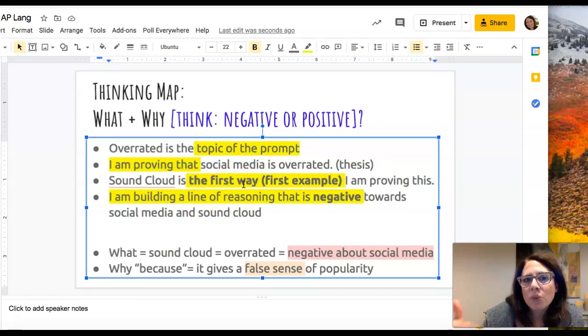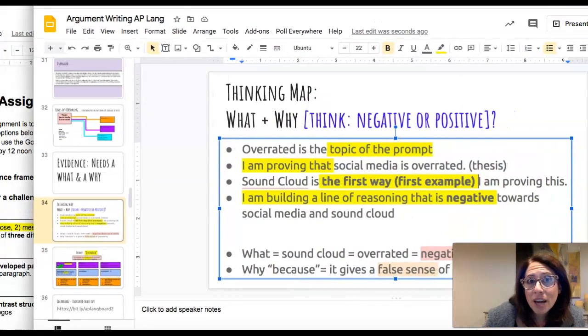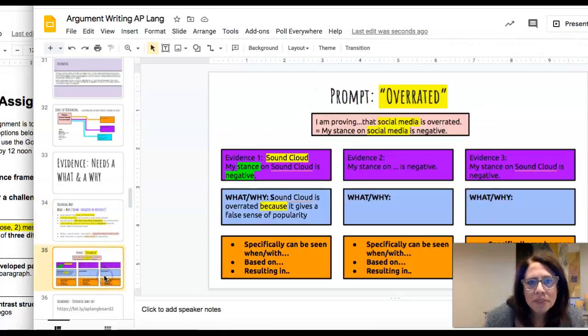You are also working with the thesis of social media, so you would have to come up with a second piece of evidence, right? People are saying, okay, Facebook, Twitter, Snapchat, that's great. Just make sure you add a why, right? If I say SoundCloud, I said SoundCloud because it gives a false sense of popularity. My second one is Facebook because it blah, blah, blah. My third one is Instagram because it blah, blah, blah. Okay, always negative in stance.